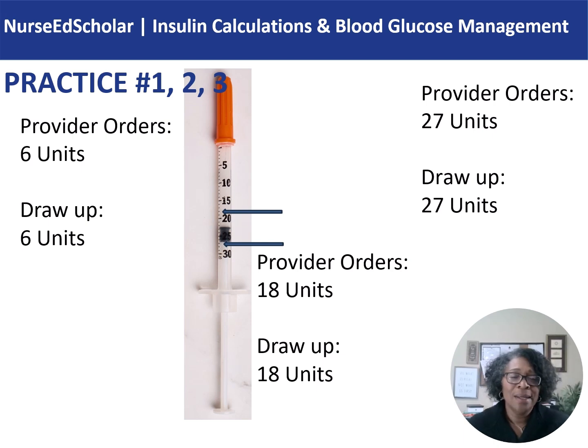Okay, so in this one, it's just looking at the different markings. I think we did 6 units on the other slide, so you can see where that line is for 6. And then you would be looking for 18. I tried my best pointing to the 18. So if you have 18 units that you need to give, you will draw up to that 18. And then also the 27.